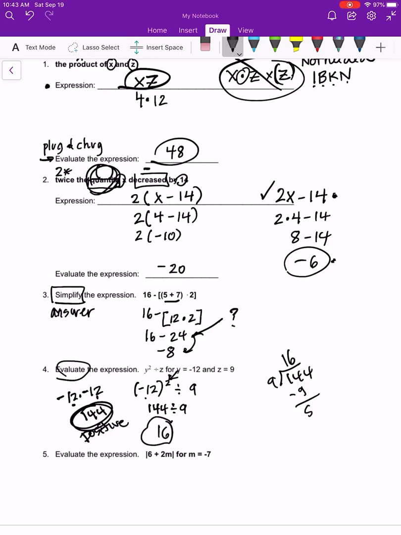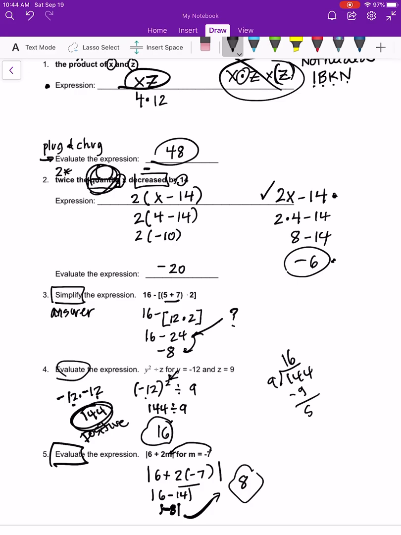And then last but not least, evaluate, which means plug and chug. It says the absolute value of 6 plus 2m for m equals negative 7. So all they want you to do is put in negative 7 for m. So absolute value of 6 plus 2 times negative 7. So within here, you're going to do the multiplication. Absolute value of 6 minus 14, because 2 times negative 7 is negative 14. So that's negative 8. And when you take the absolute value of it, it would be 8. A lot of you forgot the absolute value.